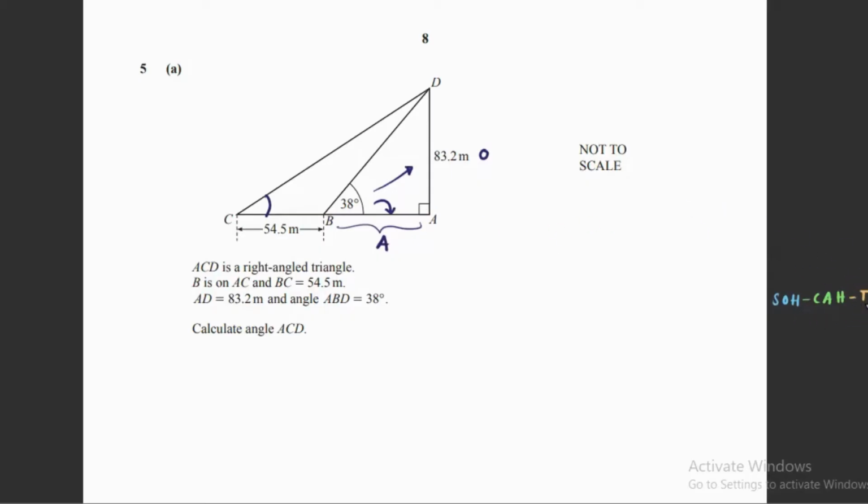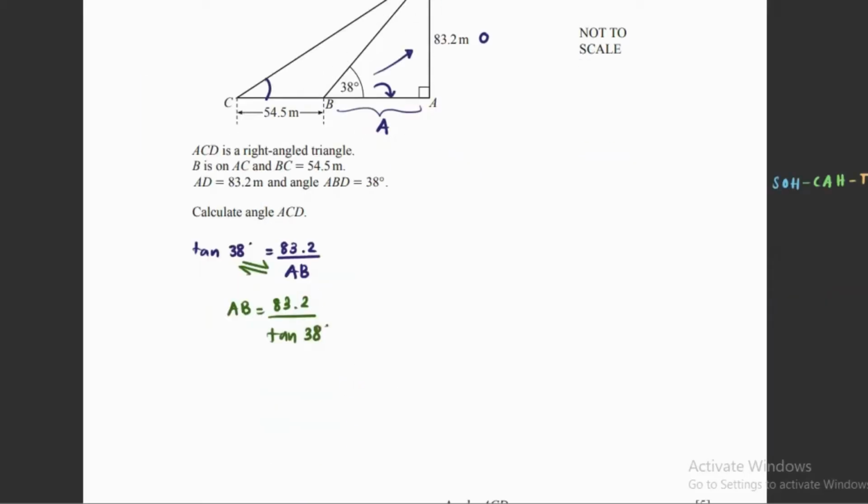So we can use SOHCAHTOA for this. In that case, it's going to be TOA, which is tan. So then tan theta will be equal to the opposite over the adjacent side. In that case, it's going to be 83.2 over the adjacent side. I'm going to label that as AB. But this angle is known to us as 38. So instead of writing it as tan theta, I'm going to write it as tan 38. So to find what AB is, I'm going to switch these two places. So then when I switch the places, AB is equal to 83.2 over tan 38.